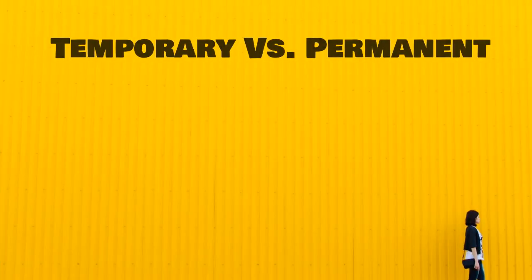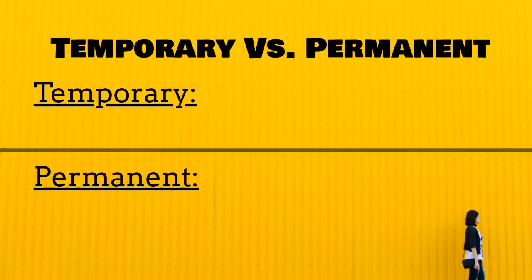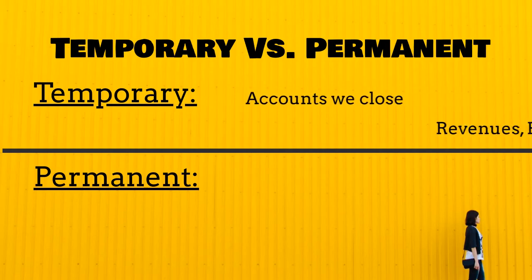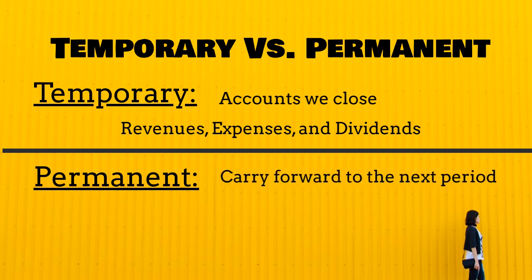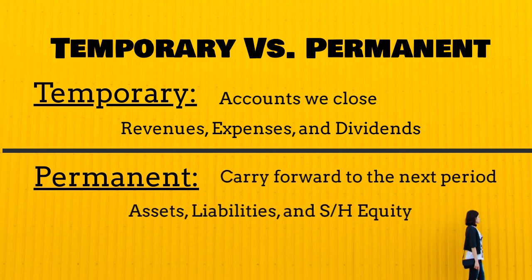We have two types of accounts, temporary and permanent. Temporary are the accounts we close, which include revenues, expenses, and dividends, as we've just covered. Permanent accounts are the ones that don't close and carry forward to the next period. These are your balance sheet accounts, assets, liabilities, and stockholders' equity.